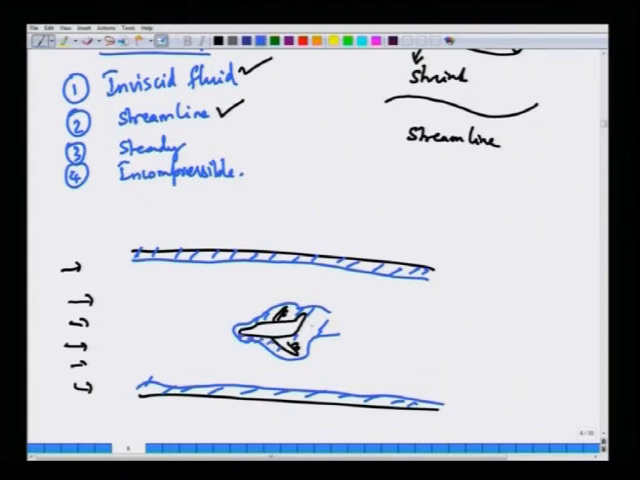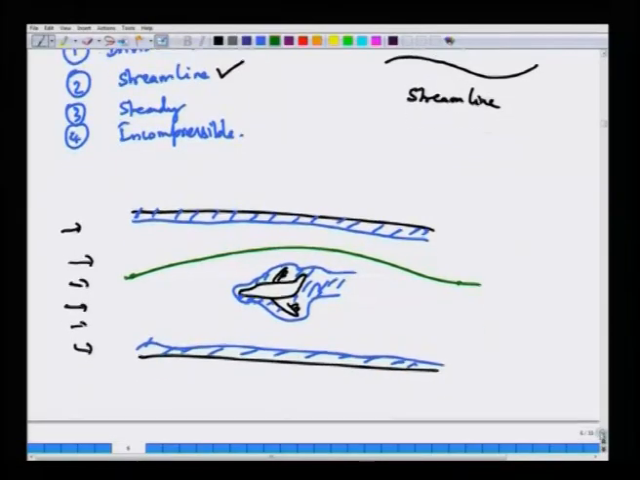So the Bernoulli equation will be invalid in the blue patches, but if you take a streamline where there is no blue patch, then you can certainly apply the Bernoulli equation between these 2 points, because you can assume, to a good approximation, that viscous losses are negligible. They are never 0, but they are not that important.